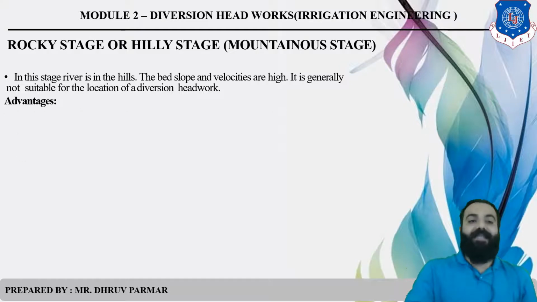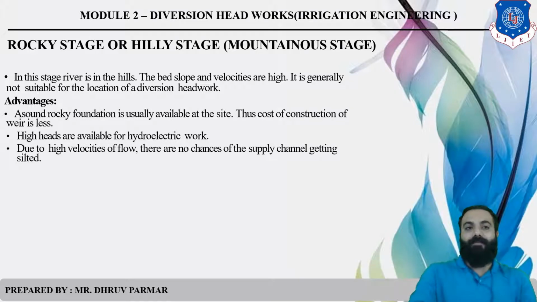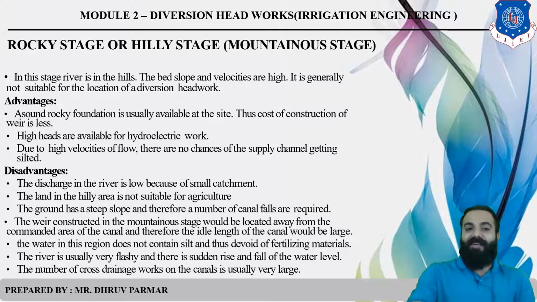Then there are some advantages of that particular stage. Rocky foundation is available, so the cost of construction of the weir is less, and head is available, so we can easily produce electricity by hydroelectric work or by turbine. Clear? Also there is no silt deposition because the velocity of water is very high. And there are some disadvantages. There are lots of disadvantages.